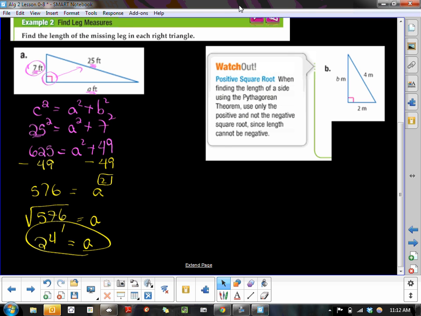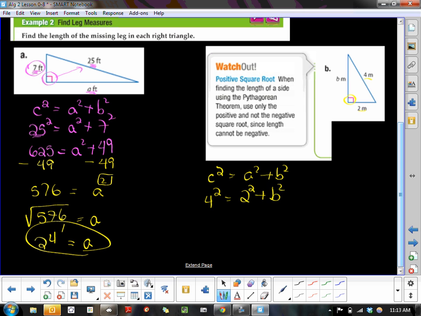Another demonstration of how to use the Pythagorean theorem to find a missing leg. In the second example, we still have a right triangle, and we know 2 out of 3 parts. So this Pythagorean theorem works well: c squared equals a squared plus b squared. Substitute in the values for your hypotenuse and the leg. Your hypotenuse is 4, so 4 squared has to equal. This time we know a, and a is 2, so 2 squared, plus b squared.